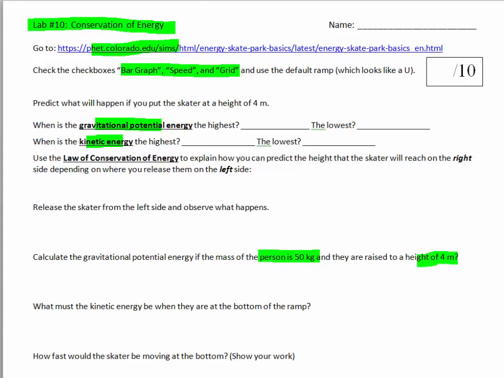A couple things to keep in mind is we know that potential energy is going to be mass times gravity times height. So potential energy is equal to mass times gravity times height. And something we know, if energy is conserved, is that whatever I calculate right up here is going to be my answer for right down there.